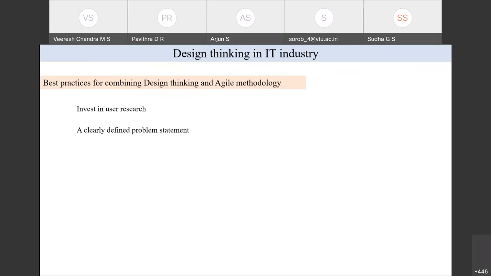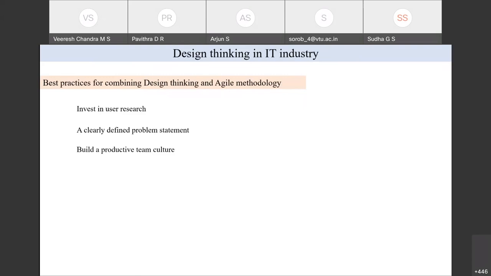Okay, a clear definition of the problem can be made. Then build a productive team culture. Productive team culture obviously depends on the individual also. When I consider each and every industry, even the institutions, productive team culture depends on the individual as well as the management, right?